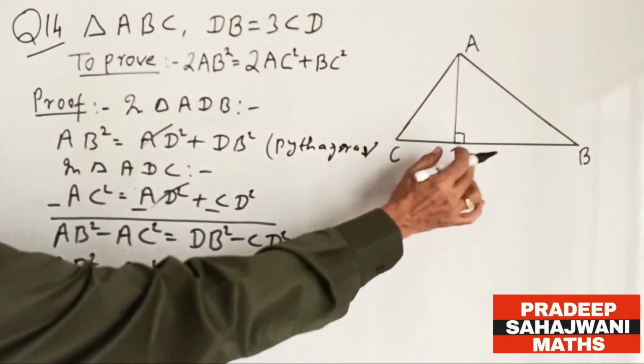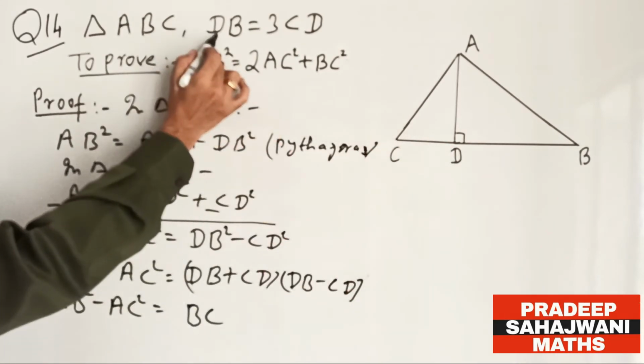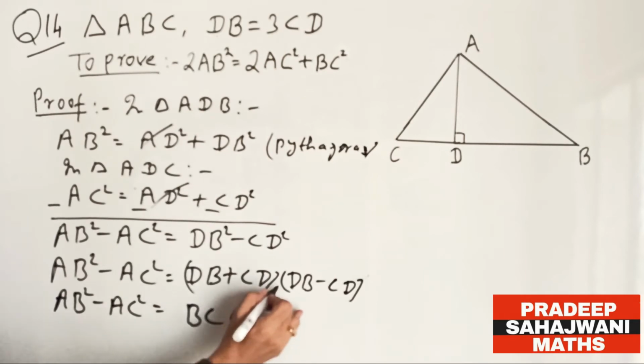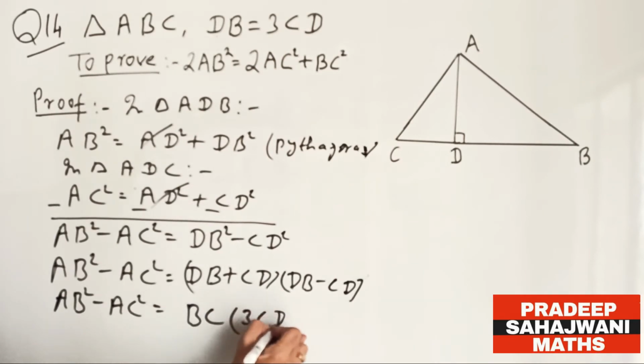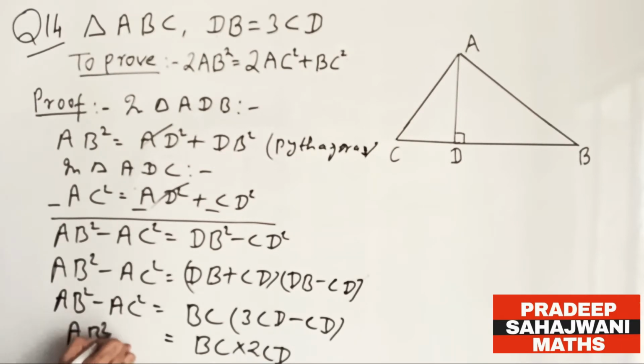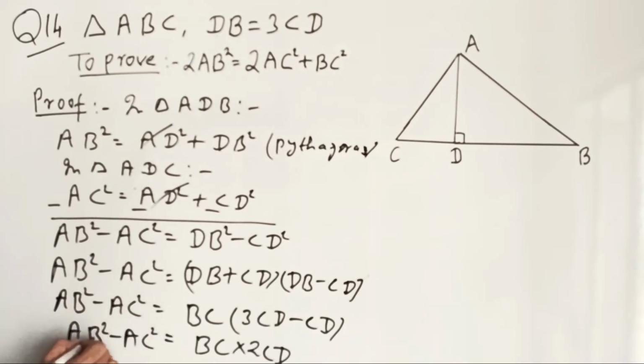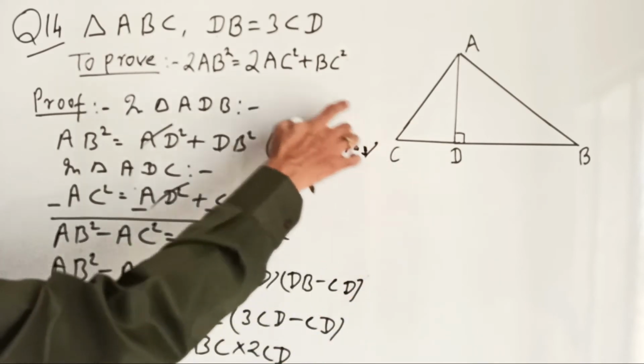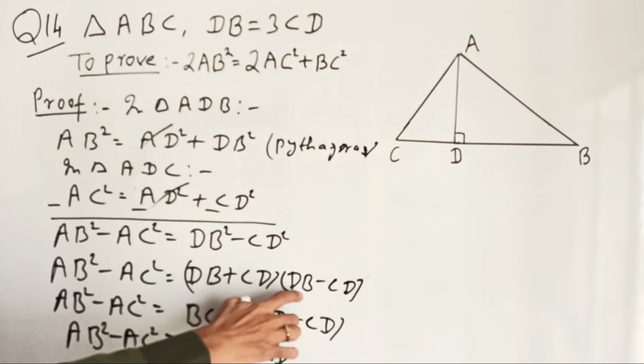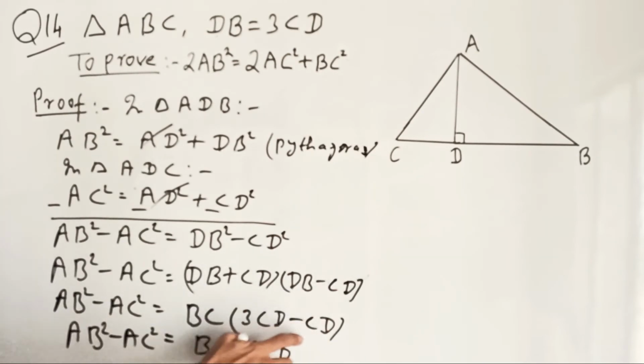Now DB minus CD, so we have to use the relation given, DB is equal to 3CD. So in bracket we will write 3CD minus CD. So this will be BC, 3CD minus CD, which is 2CD. Okay student, so finally we got AB square minus AC square is equal to BC into 2CD. How 2CD, you understood? Listen again, we subtract DB minus CD. DB is given as 3CD. 3CD in place of DB and CD as it is, so the subtraction gives 2CD.